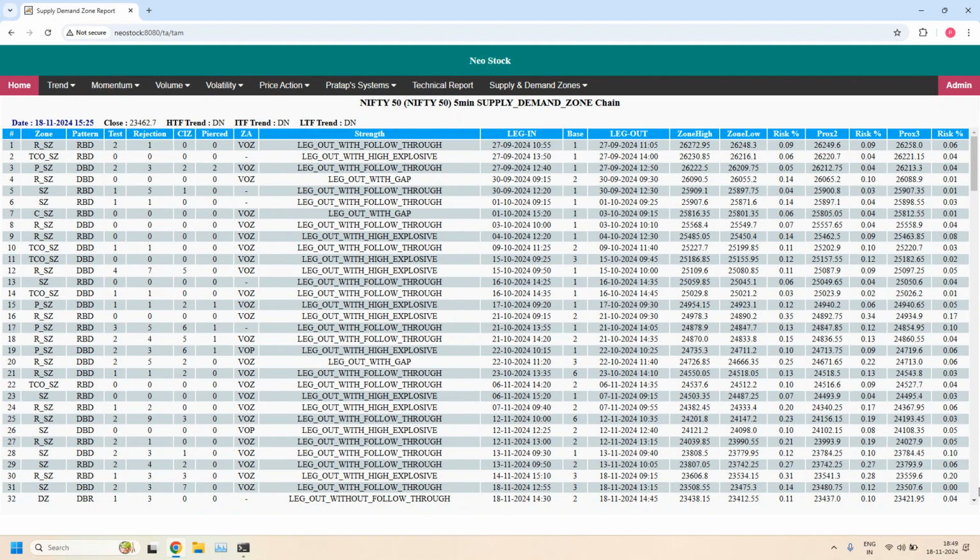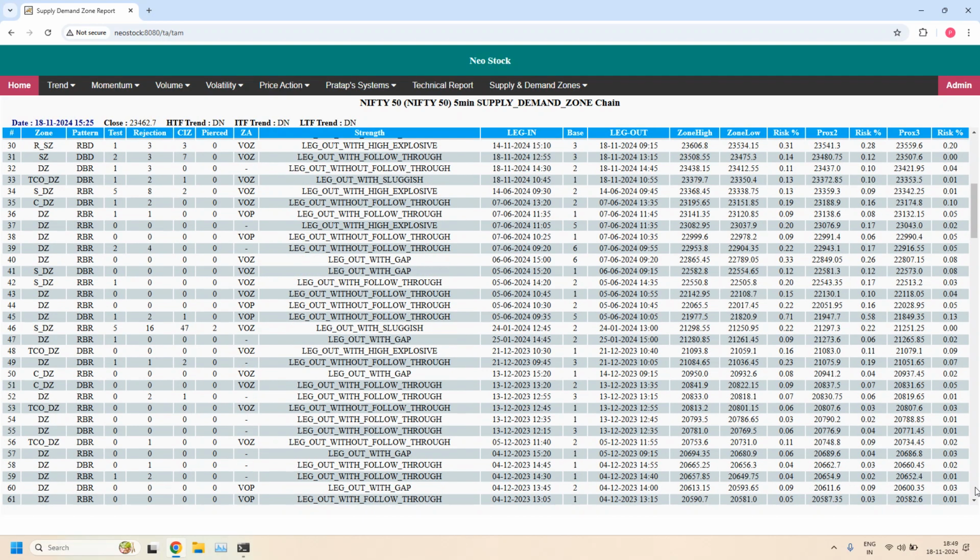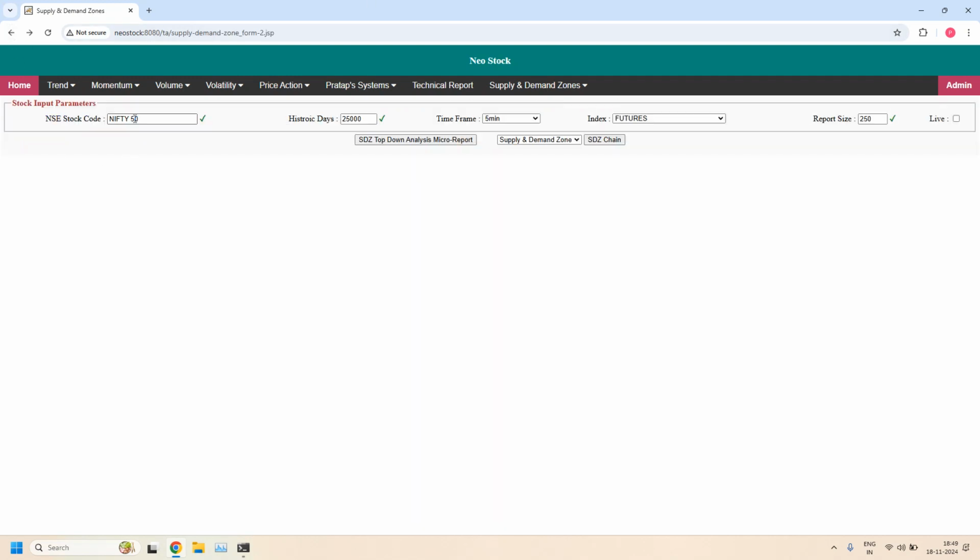So I am scrolling the list down. These are all the demand zones from 32 onwards. Okay, this is about the Nifty supply demand zone chain. Next, let me generate the Bank Nifty supply demand zone chain, that is nothing but Nifty Bank.